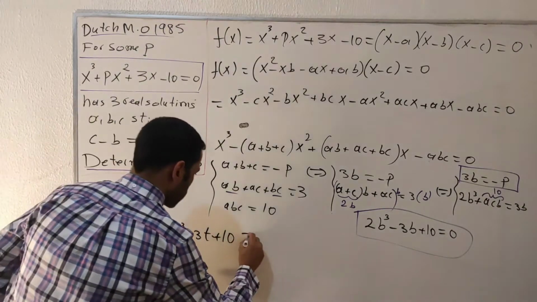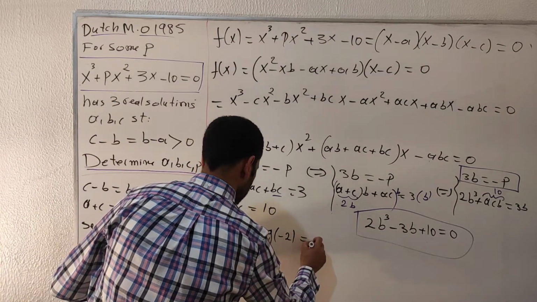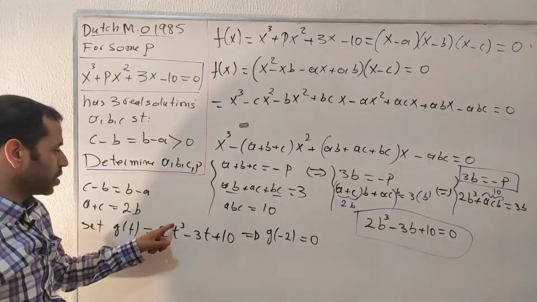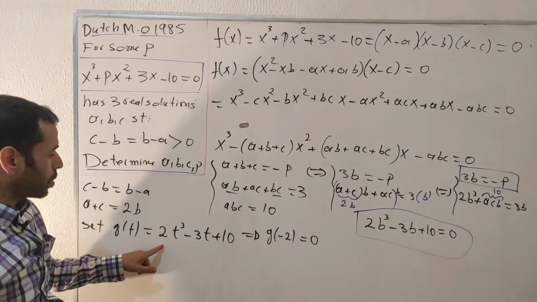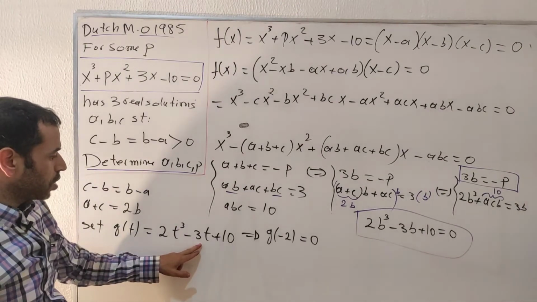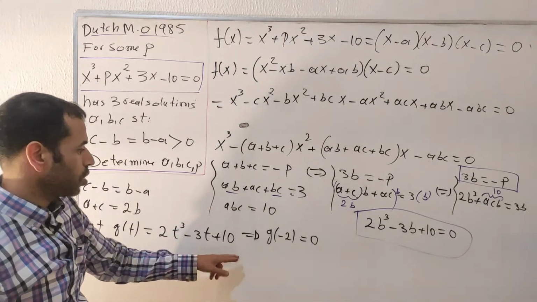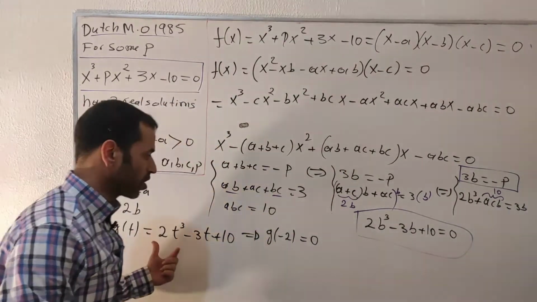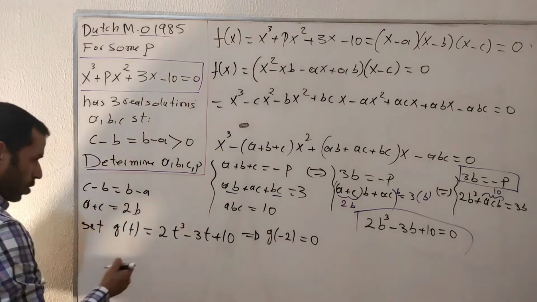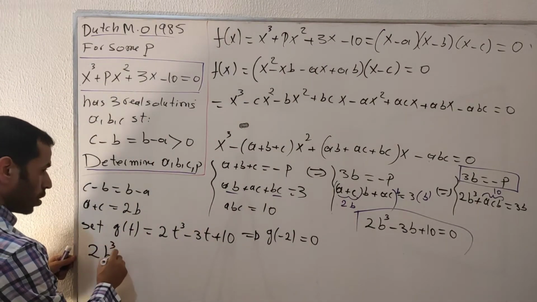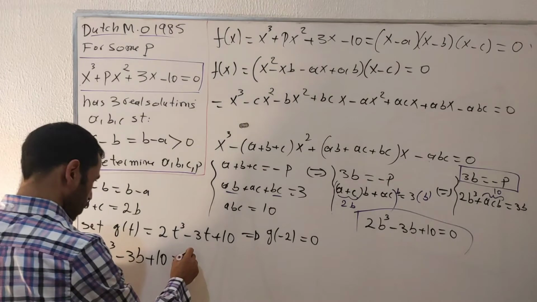So if I'm going to check the root of this one, like g of minus 2 is giving us 0, because replacing b with minus 2, I get minus 2 cubed, which is minus 8, multiplied by 2, which is minus 16. Minus 16 plus 6, which is minus 10. Minus 10 plus 10 equals 0. Okay? Which means minus 2 is a root of this function. So now I'm going to factor this one by using this root. So I will have 2b cubed minus 3b plus 10 equals b plus 2.